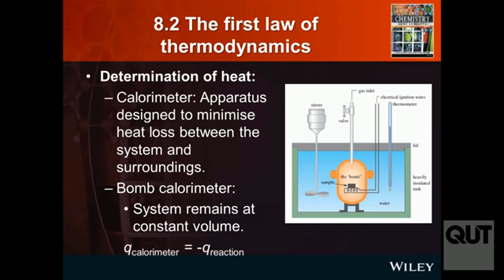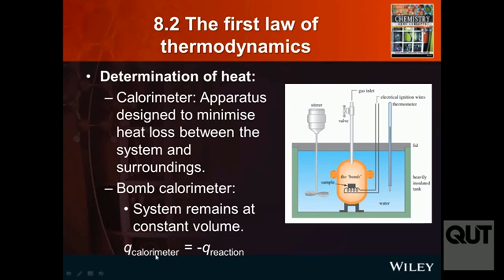Now, in order to determine heat, we often use something called a calorimeter, which is designed to minimize the heat loss between the system and the surroundings. So a calorimeter is something like the Dewar flask that I mentioned before, the thermos bottle. A thermos bottle can be used as a calorimeter because it's very well insulated. It's a heavily insulated tank. Now, when you have a bomb calorimeter, that's also a system where the volume remains constant.